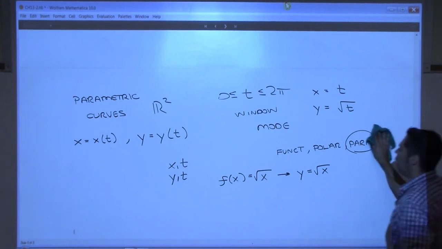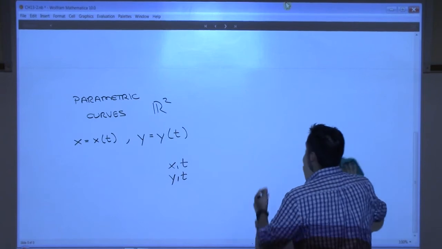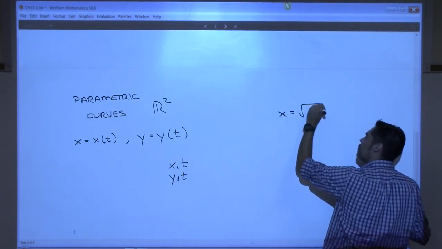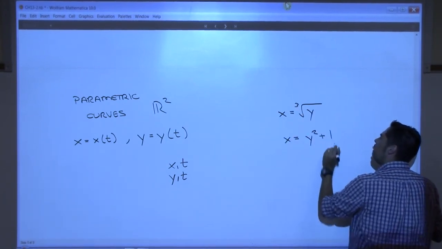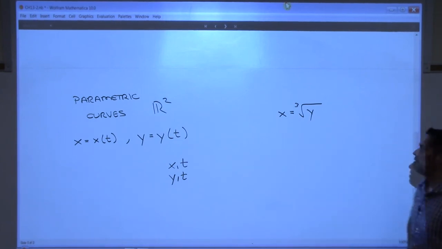So with that in mind, what if you were given an equation like this? X is equal to cube root of y. X is equal to y squared plus 1. Back in Cal 2, someone might have asked you to actually find the area between these two curves, and then you would have to be able to draw them. And a lot of people struggle to draw these because, sorry, hold on. These are two different curves. Let's just do one at a time. Let's just do that one.